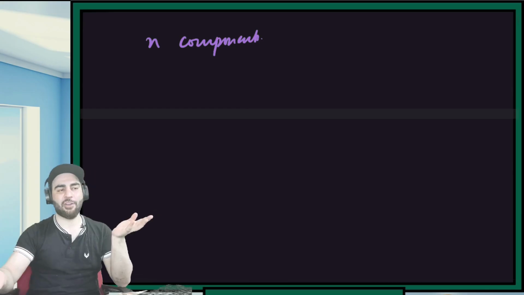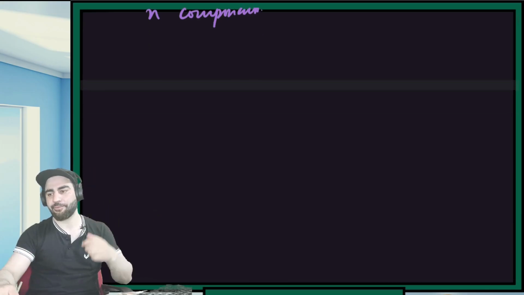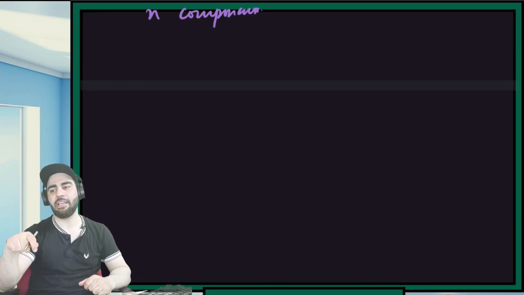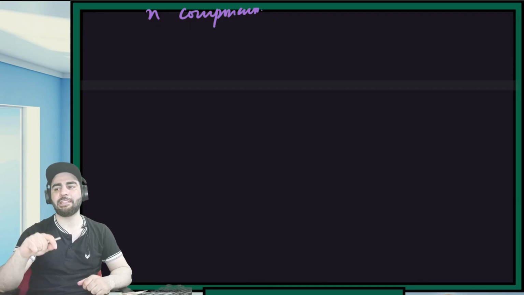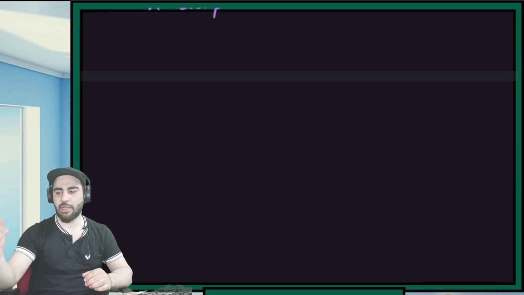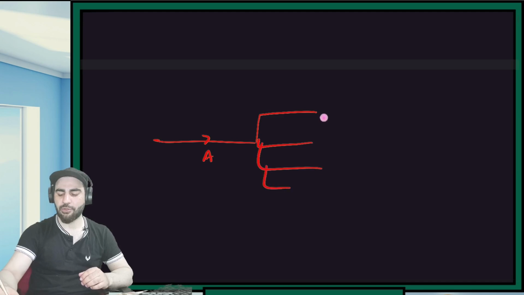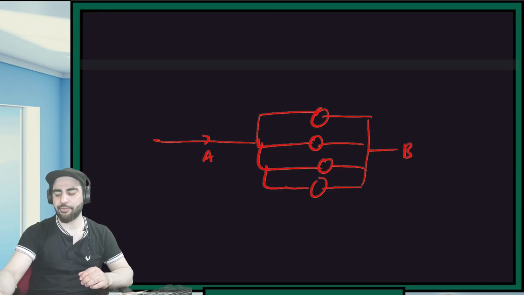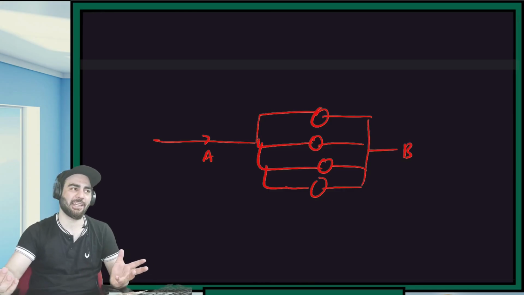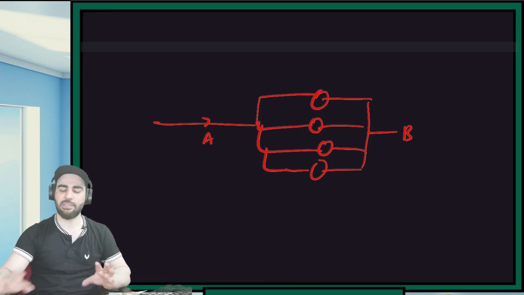So what I'm saying is there are n components in the system and they're connected in parallel. Now if at least one component functions, the system is said to be functional. So you have A, and in this you have some parallel components. Let's call these components, and then you have this B. You might have seen this in electric current when you were in +1, +2. This is a system in parallel.